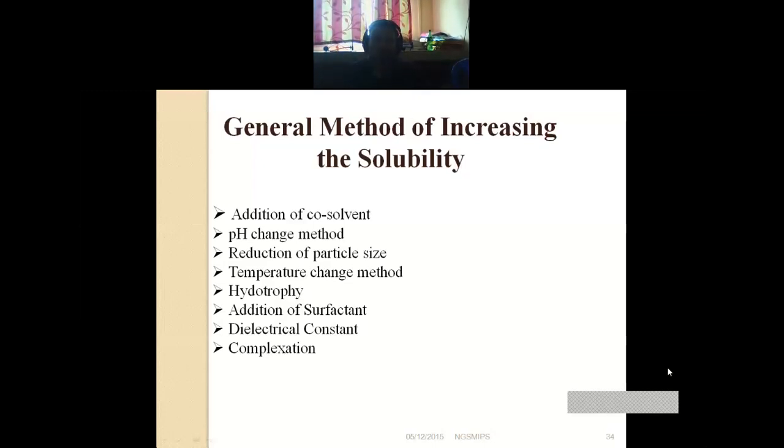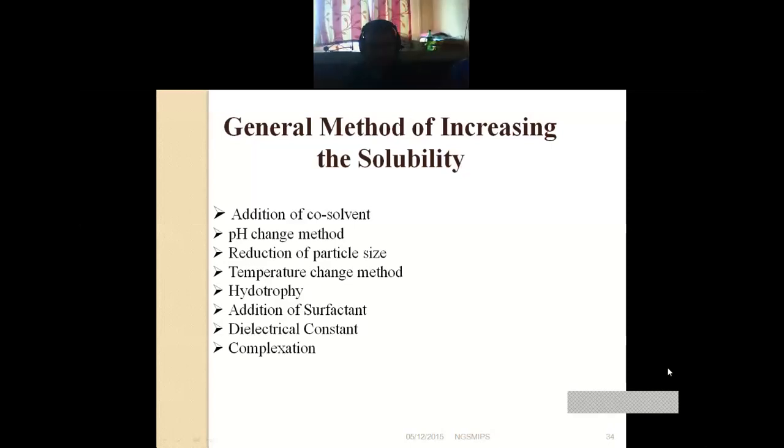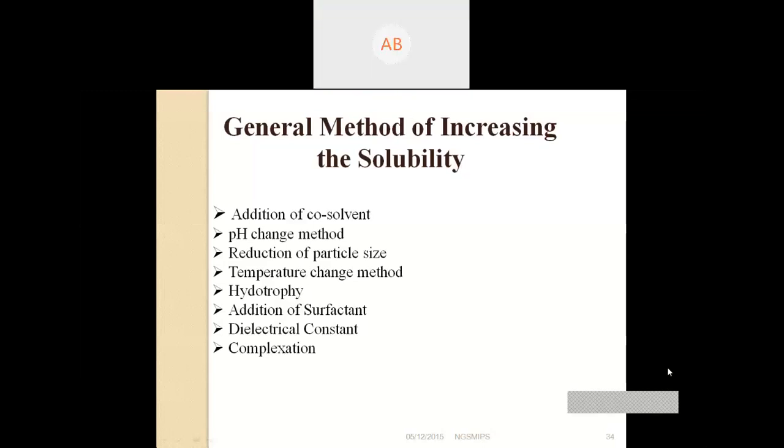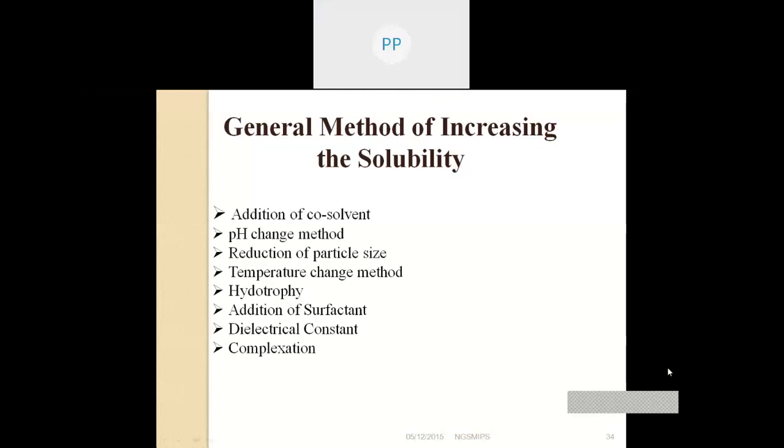Dissolution test. What is the importance of dissolution? Have you heard the dissolution test previously? Yes, sir. What do you mean by dissolution? It gives us information of the rate of dissolution of the drug in body.